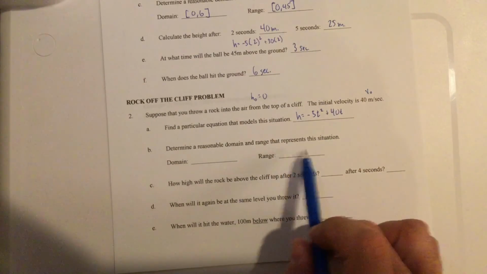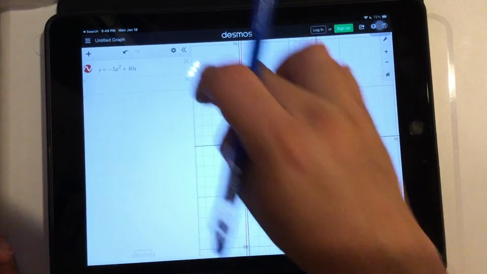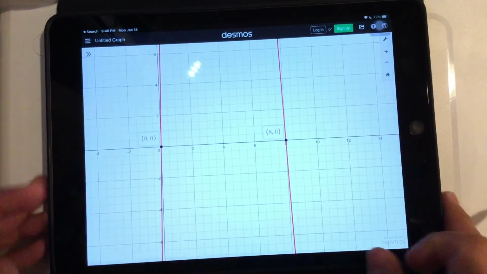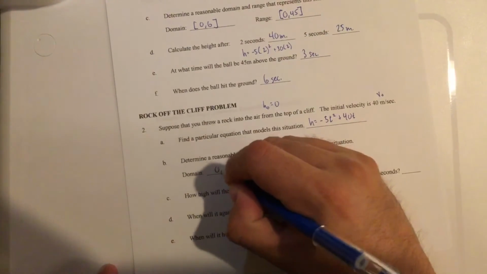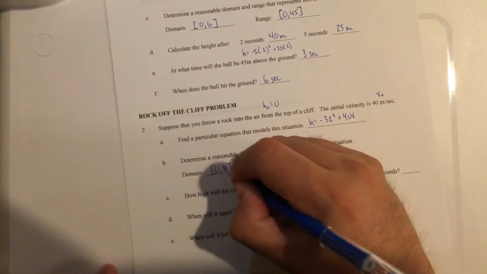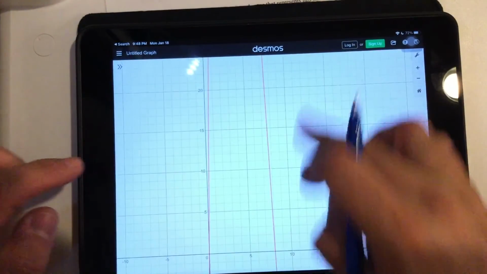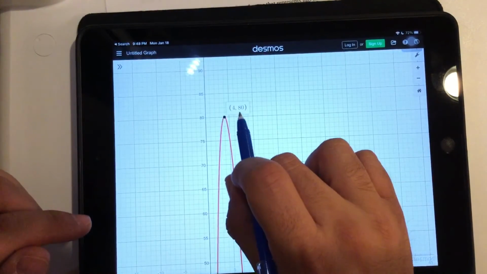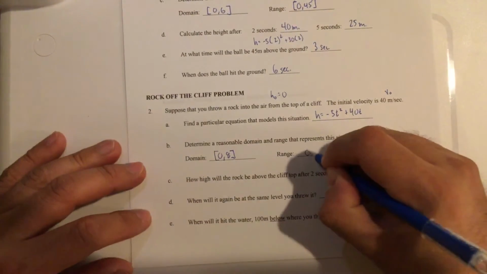So the first question says, determine a reasonable domain and range that represents the situation. So for the domain, we're going to look at the roots for this particular problem. So we have 0 to 8 seconds. And I'm assuming it's time, yeah. So 0, 8, both in brackets. We're going to include both of those there. And for the range, we're going to look for that maximum height. And we know it's from 0 to my y value of 80. So 0, 80. And I'm going to include both of them.